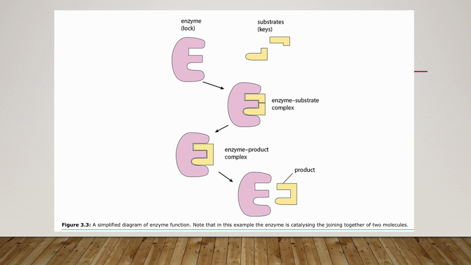This is just a simple diagram showing your enzyme in purple and two substrates. They're going to bind to the enzyme, again giving you that enzyme substrate complex. And then after the reaction, there is only one product, where you started with two substrates. Again, the enzyme would not be consumed within the reaction.